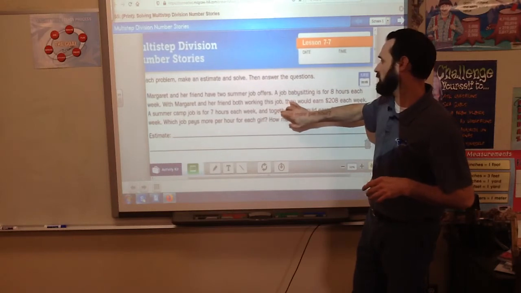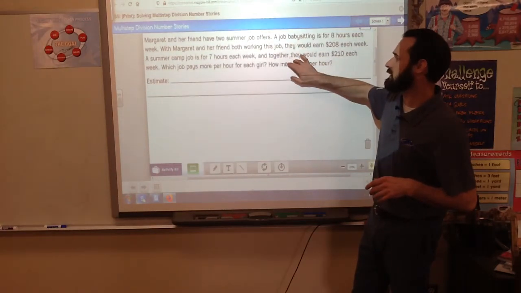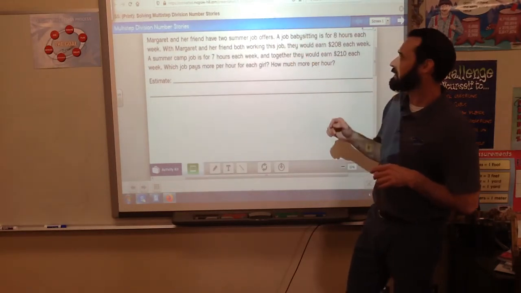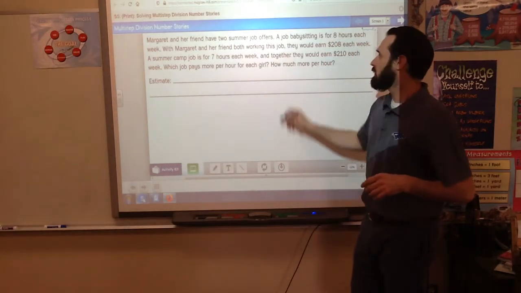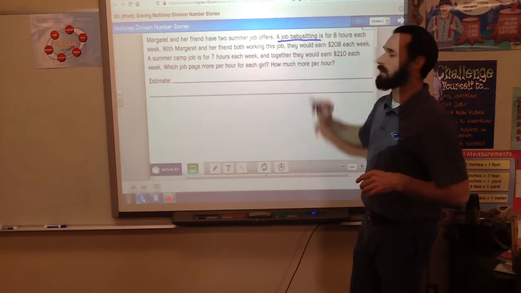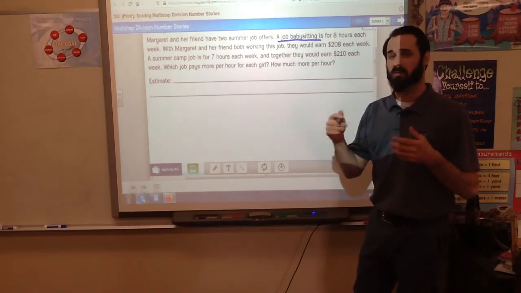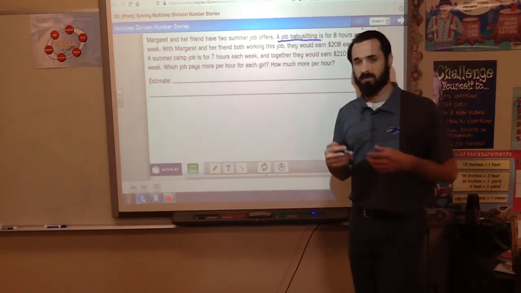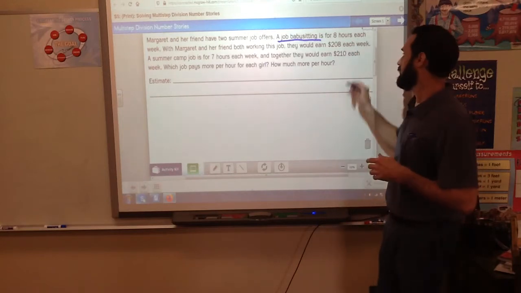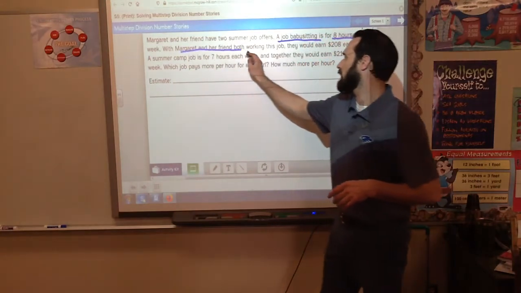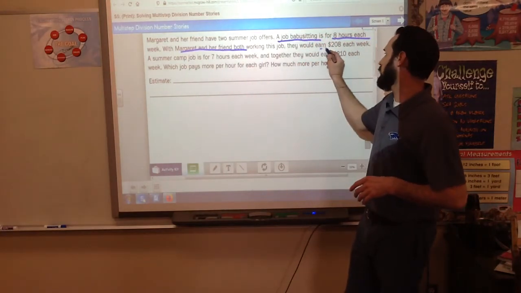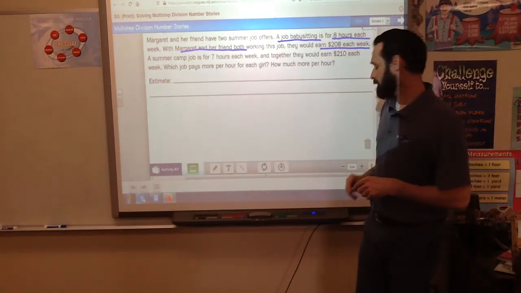Taking a look at this first one, I've made it a little bit bigger. It probably doesn't all fit on quite well, but Margaret and her friend have 2 summer job offers. The first one is a babysitting job, and I'm going to underline that in blue so we can keep the information for the babysitter job together. It is 8 hours each week. Margaret and her friend are both working, and they would earn $208 a week.